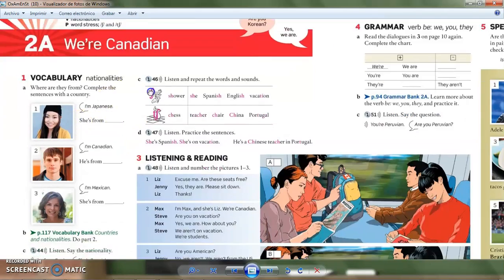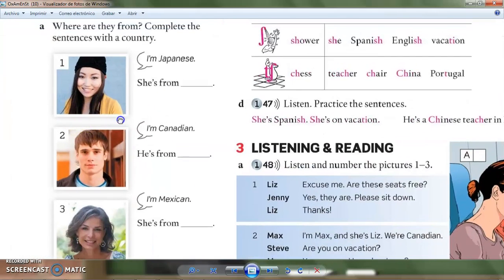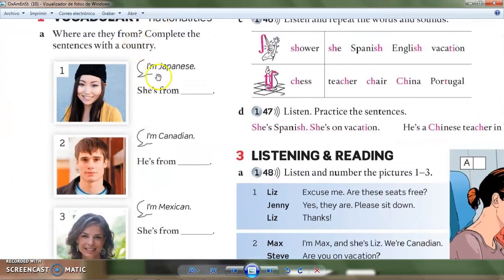Okay? So exercise number 1. They are asking, complete the sentence with the country. I'm Japanese. She's from... Please notice that we're going to say something like this. She's, he's, where's, there's. Those are the contractions that we are using here. She's from, and you're going to give me the country here. I'm Canadian. I'm Mexican. You're going to write the countries there.